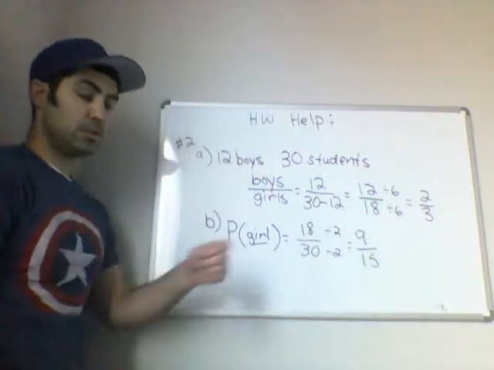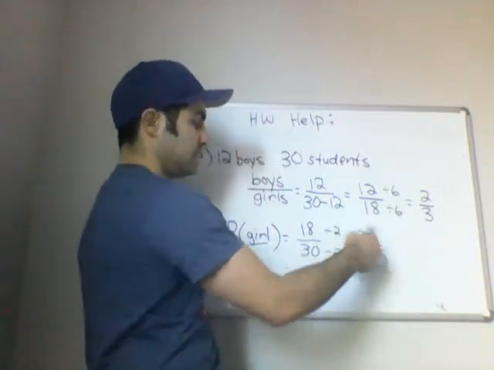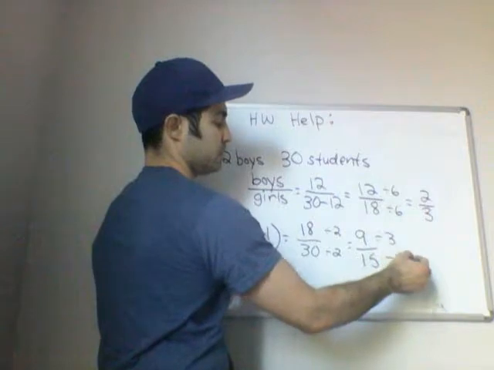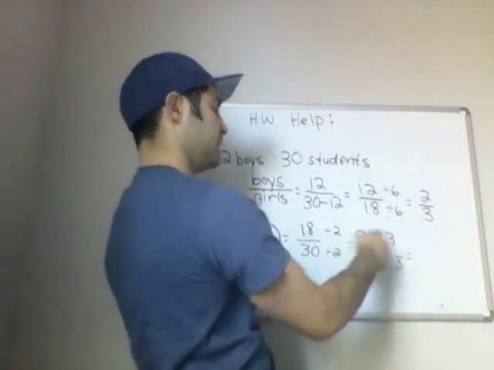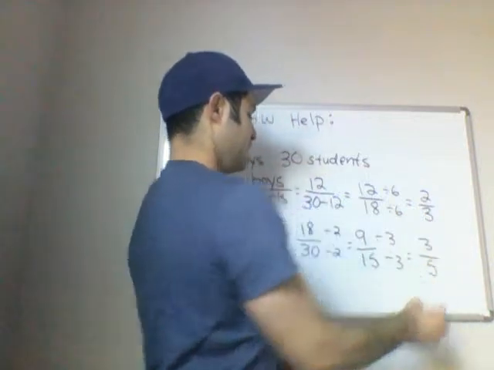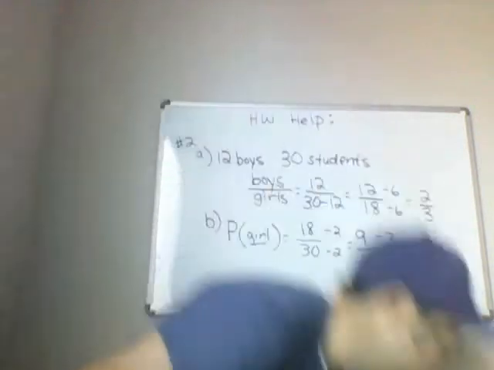Notice, you can still reduce this. Okay? So I'm going to divide both of these by 3 because both of these numbers are divisible by 3. 9 divided by 3 is going to be 3. 15 divided by 3 is 5. Now, I could get rid of a step right here.